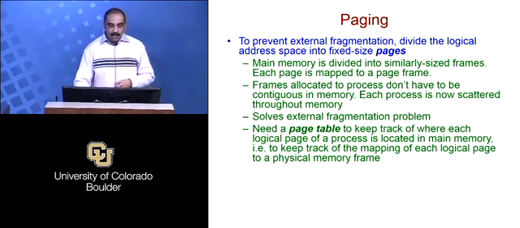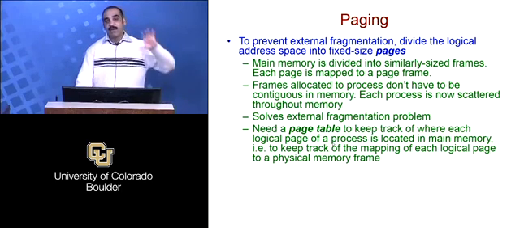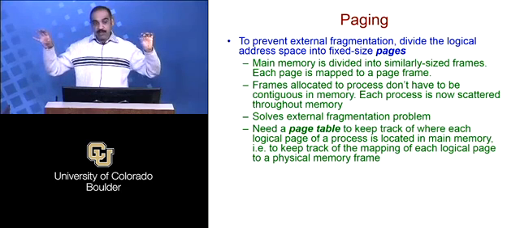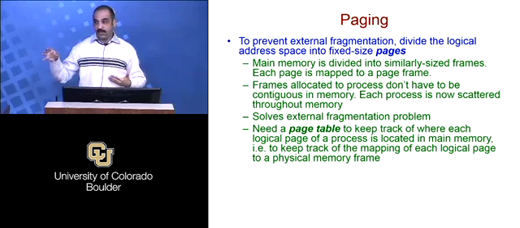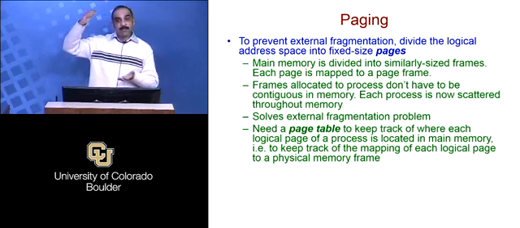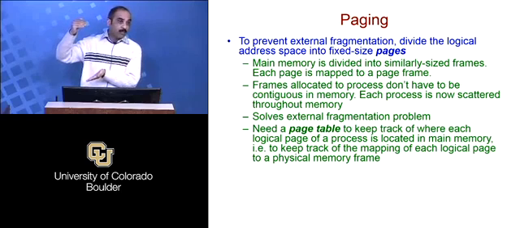Now, once we do this, we need a page table to keep track of where each page of the process is loaded in memory. So where is page 0 loaded, where is page 1 loaded, where is page 2 loaded, and so on. We didn't have that problem before because we were putting the entire process contiguously in memory, so all we needed to know was the starting address, which was stored in the base register.